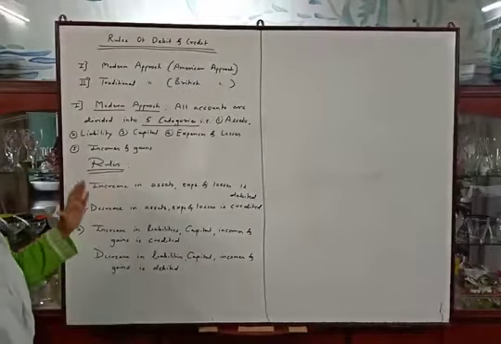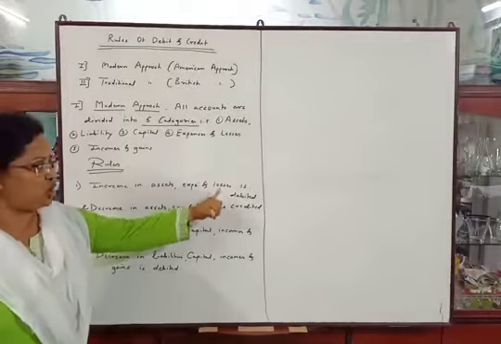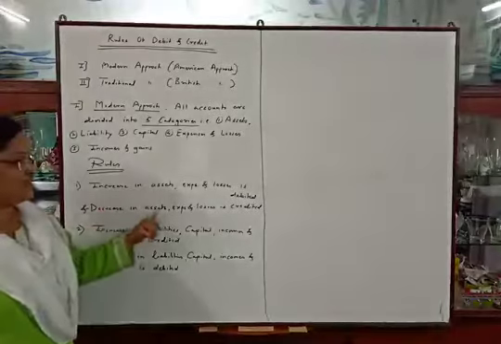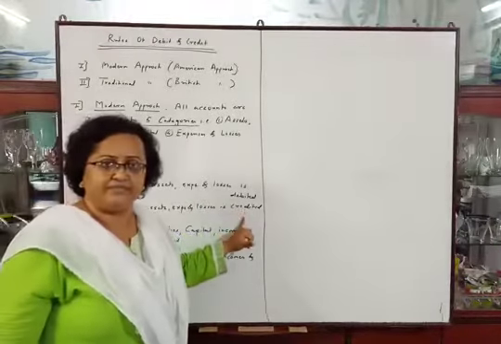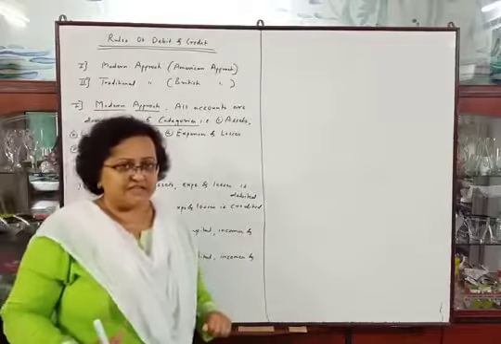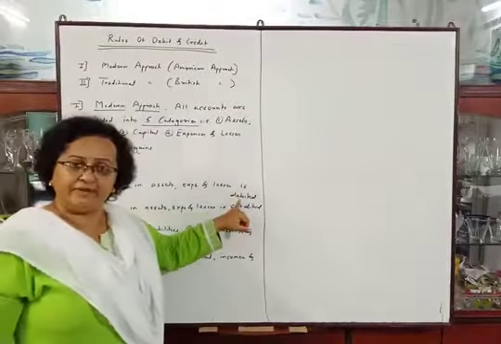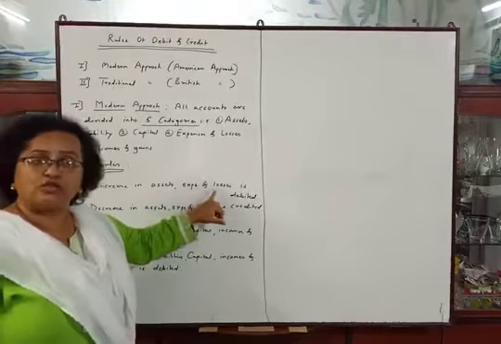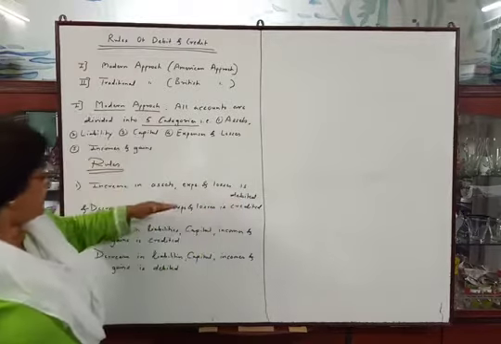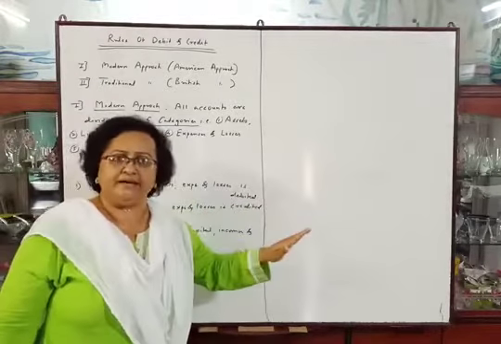This approach says that if there is increase in assets, expenses or losses, it should be debited, and decrease in assets, expenses, losses is credited. The meaning is that if due to any business transaction, an asset is increasing, that asset's account should be debited. If expenses or losses are increasing, their account should be debited. If there is decrease in assets, expenses or losses, then their account should be credited.